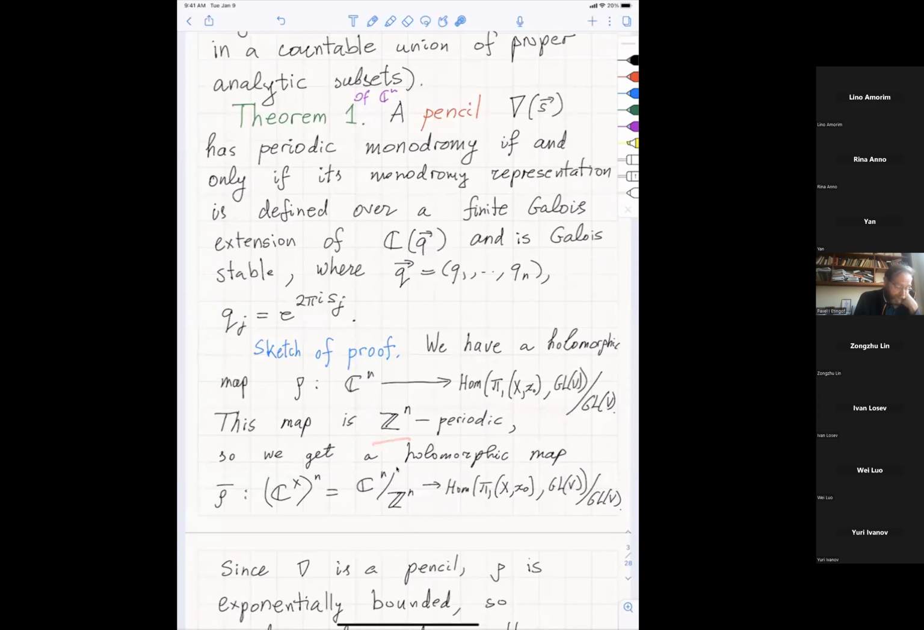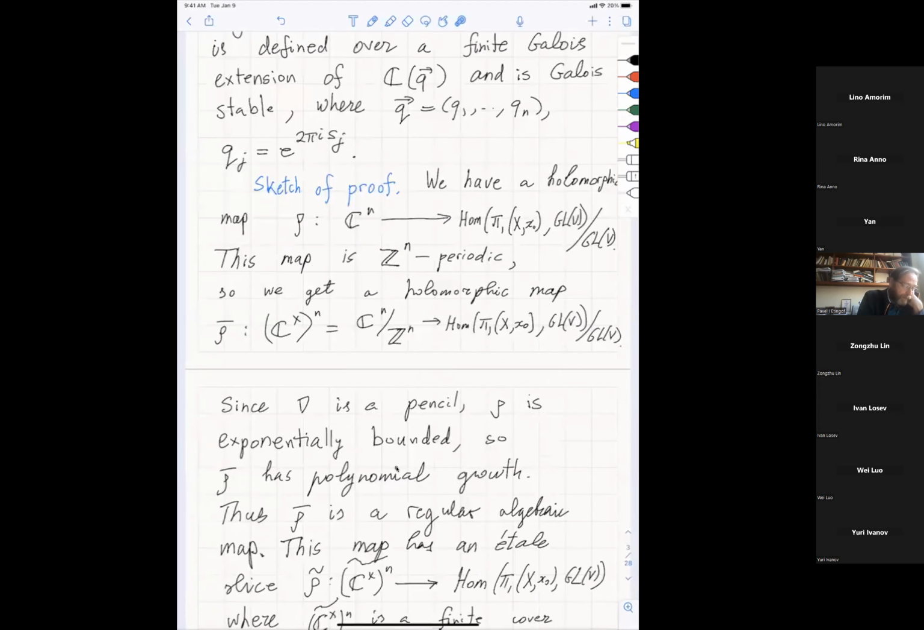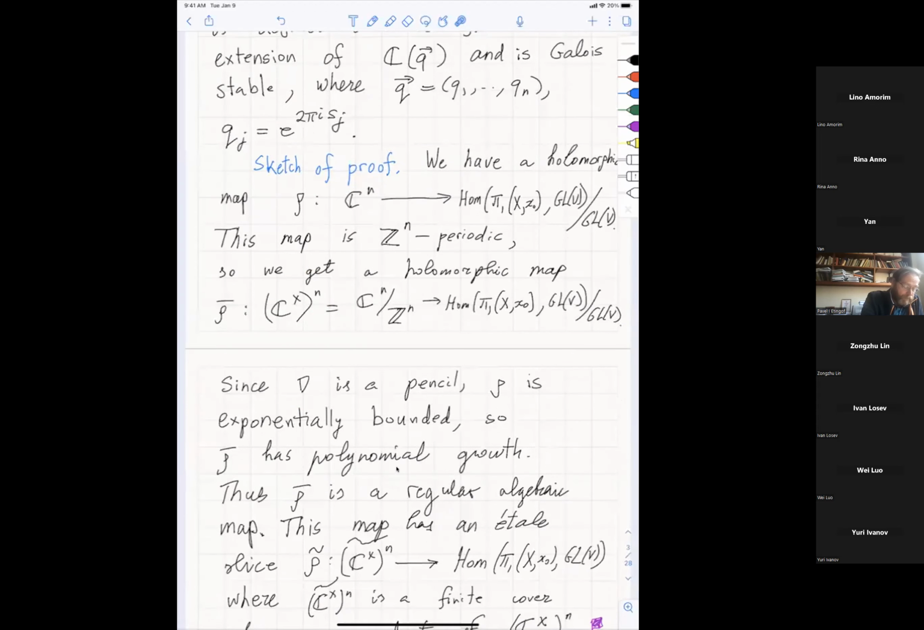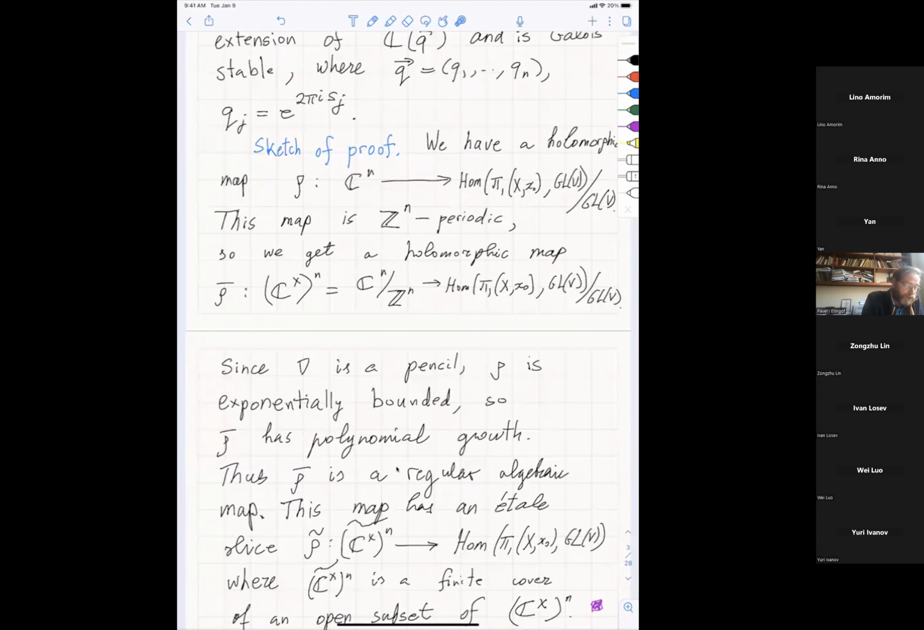And this map is Z to the N periodic. Well, it's periodic almost everywhere, so then it's periodic everywhere. And we get a holomorphic map, therefore, from the quotient C star to the n to Hom from pi1 to GL V modulo GL V, to this stack of representations. Now, since nabla is a pencil, the right-hand side of the connection linearly depends on S, and therefore monodromy is bounded by an exponential of S. So when I pass to rho bar, as functions of the exponential variables, it's going to have polynomial growth. That means that a holomorphic function here that has polynomial growth at infinity is actually a trigonometric function. So rho bar is a regular algebraic map.